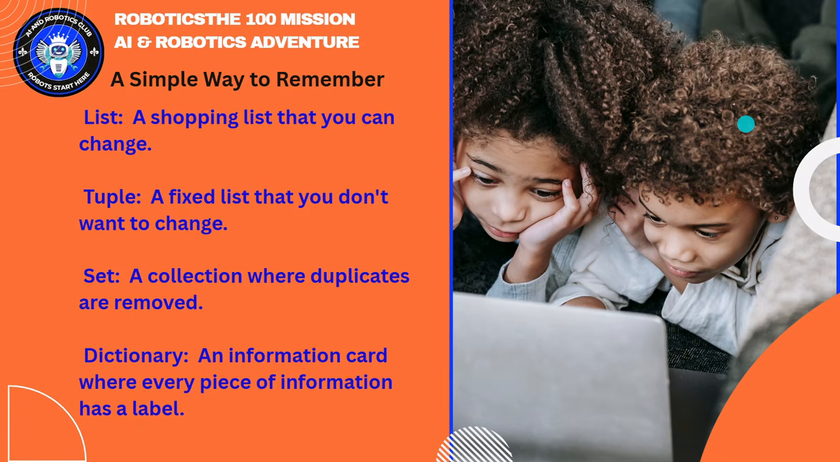A simple way to remember all these things: think of four different containers. A shopping list that you can change, that is a list. A fixed list that you don't want to change, that's a tuple. A collection where duplicates are removed automatically, that's a set. And a dictionary, an information card where every piece of information has a label.